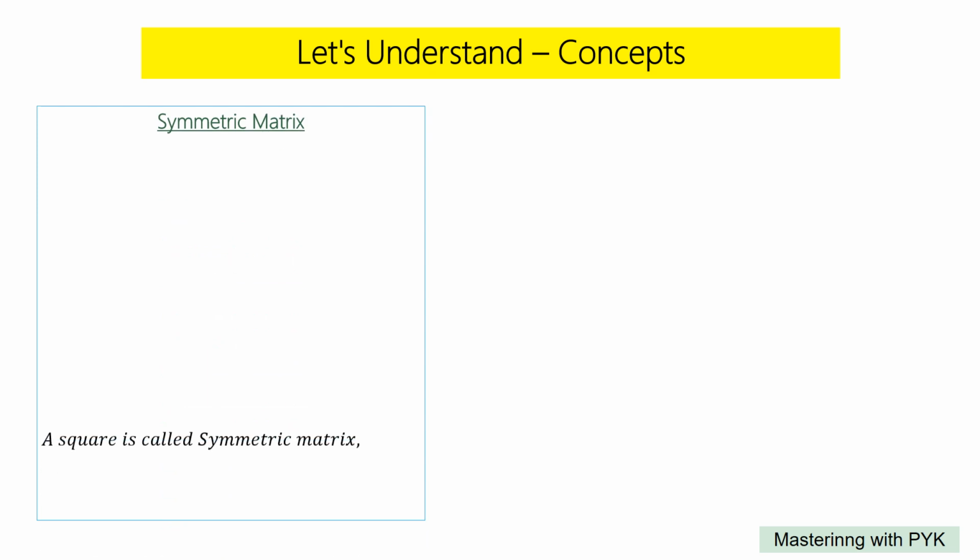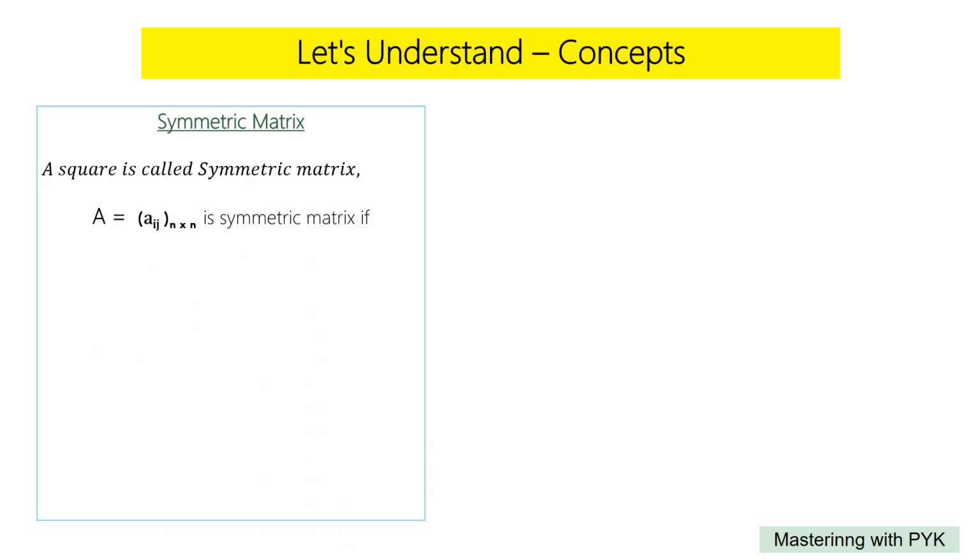Let's understand a few concepts. Symmetric matrix. A symmetric matrix always has to be a square matrix. Assuming A is a matrix which is denoted by Aij, of rows n and columns n. Since it is a symmetric matrix, the rows and columns would be the same. If Aij is equal to Aji, this means your rows and the columns get interchanged for all i and j, right?